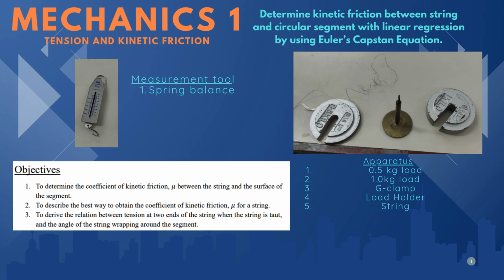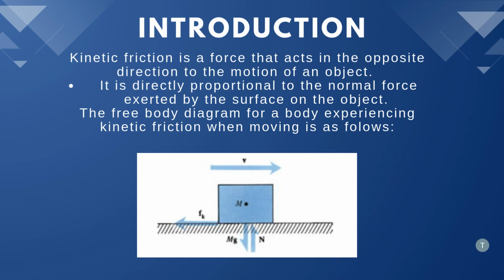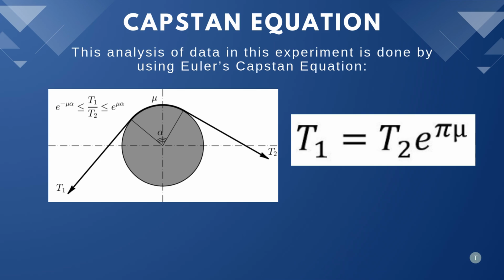The last experiment is mechanics 1, tension and kinetic friction, and these are the measurement tool and apparatus and objective for this experiment. This experiment relies on the idea of kinetic friction. Kinetic friction is a force that acts in the opposite direction to the motion of an object. It is directly proportional to the normal force exerted by the surface on the object. The free body diagram for the body experiencing kinetic friction when moving is as follows. The analysis of data in this experiment is done by using Euler's Capstan equation.